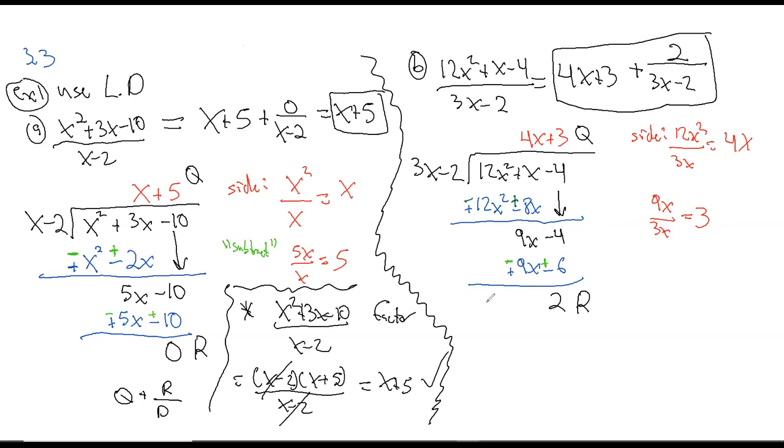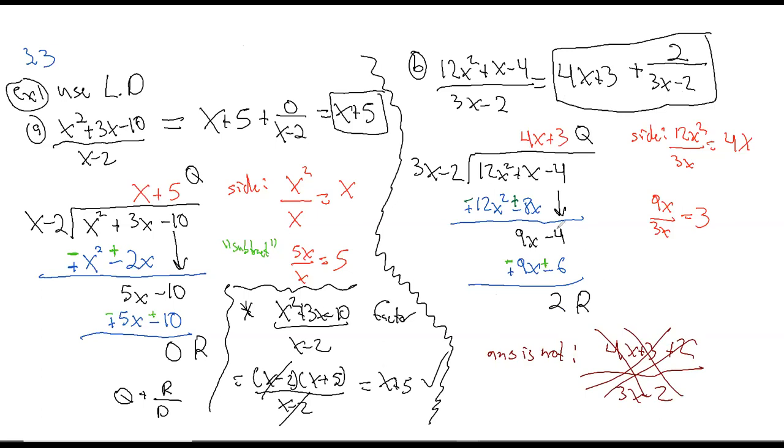Please notice that the answer is not 4x plus 3 plus 2 all over 3x minus 2. This is very, very wrong. The remainder is what remains over the denominator. The quotient has been divided. We divided the 4x out. We divided the 3 out. So be careful there.